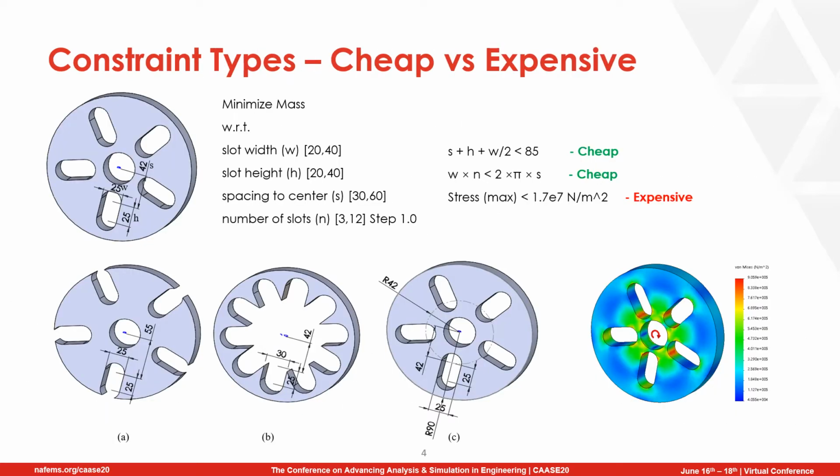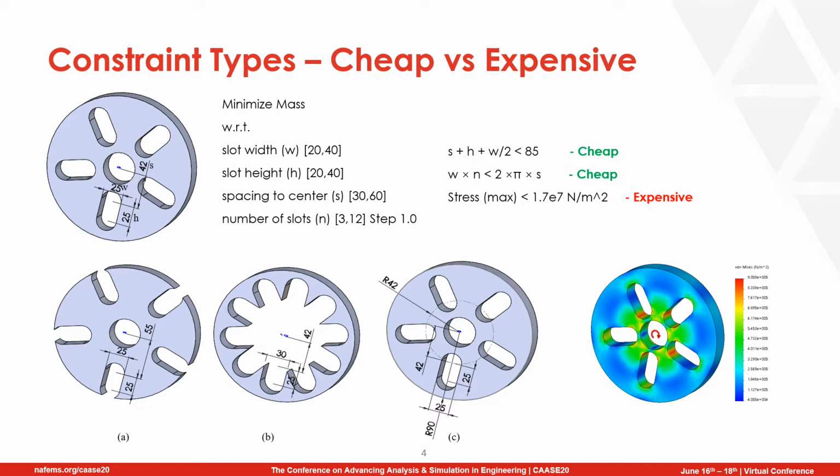Let's have a look at a simple example of parametric CAD and simulation-driven optimization scenario to draw the line between cheap versus expensive constraints. Here we have a simple rotating component, and I would like to find the minimum mass by changing the slot width, height, distance from the center, and number of slots. I want to preserve the shape of the disk within the given input variable bounds.